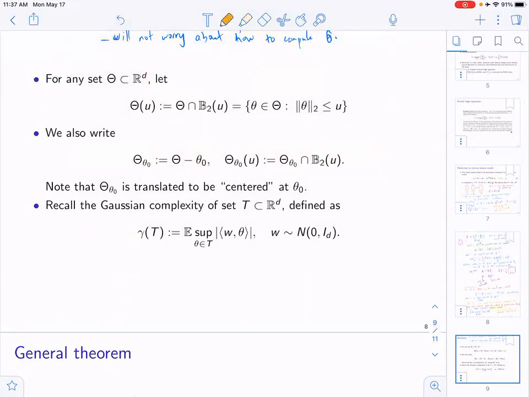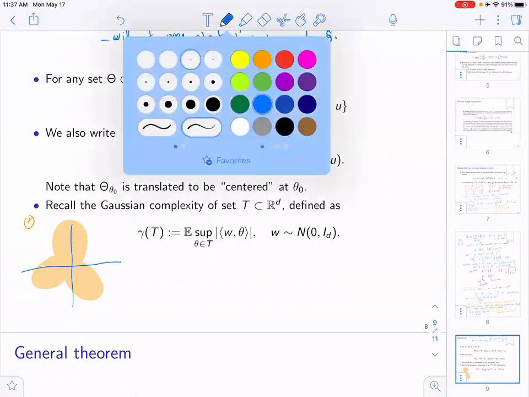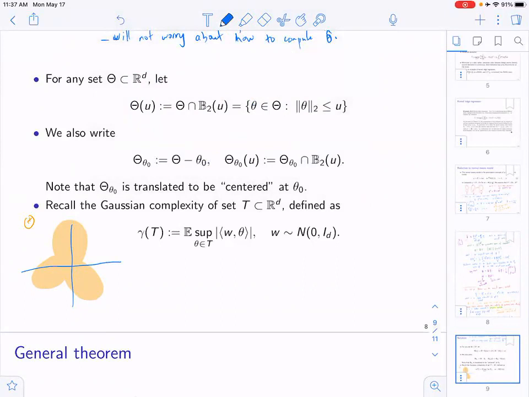I'm going to point out some properties of this. Let's say I have some set like that. So my theta could be like this. That's my, let's say, theta. I'm going to look at a certain point here. And so what we care about is, in fact, this centered version.